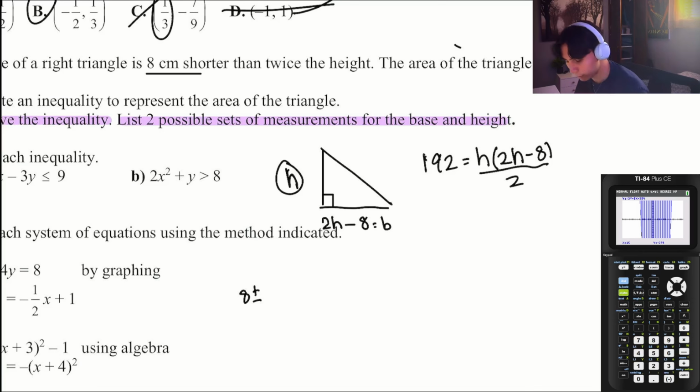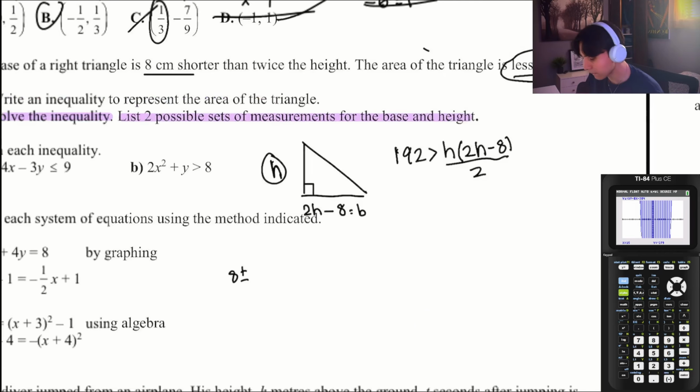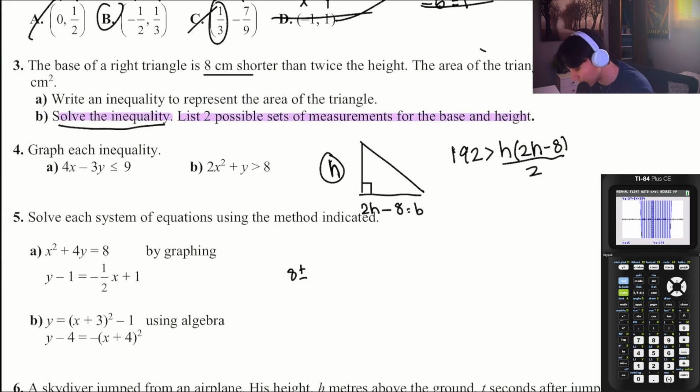However, we don't want this to be equal to since we're making an inequality problem. So what we're going to do is get rid of the equal sign and look at what it's saying. So it's saying we have to be less than. So our area has to be less than 192. So let's make it less than 192. There we go. Now that we've done that, we have to solve the inequality. So now let's begin to solve this.